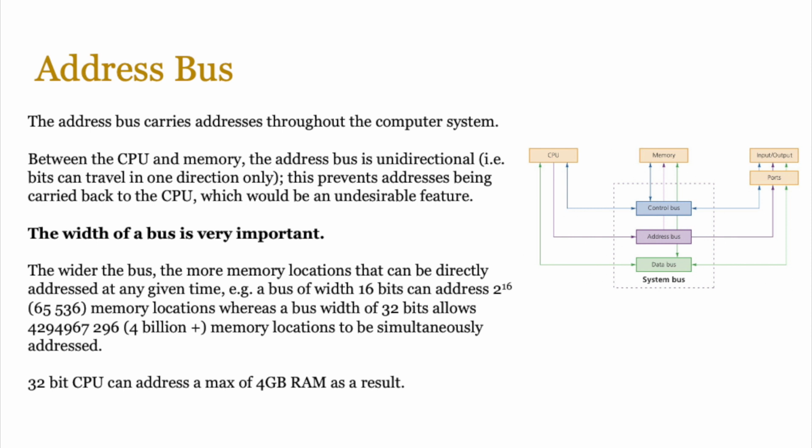So, for example, if you've got a 2-bit bus, that means 2 to the power of 2 is 4 address locations can be addressed by the CPU. A 16-bit one can address 2 to the power of 16, which is 65,536 memory locations. And if you've got a bus width of 32 bits, that allows almost 4 billion plus memory locations to be simultaneously addressed. So a 32-bit CPU can address a max of 4 GB of RAM as a result. And often people sell you more RAM than is necessary.